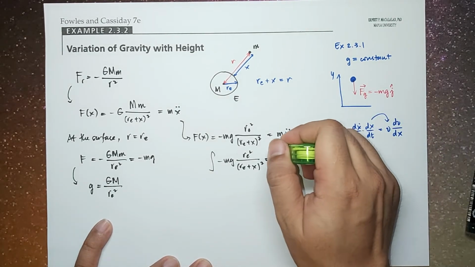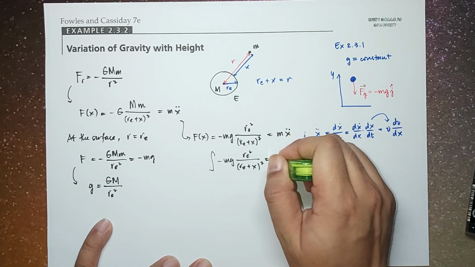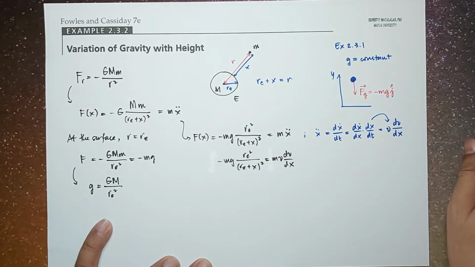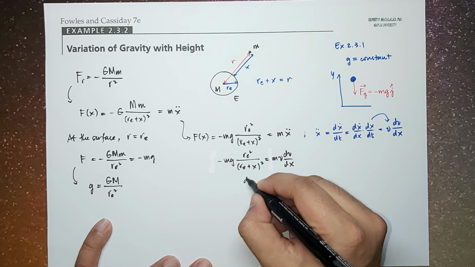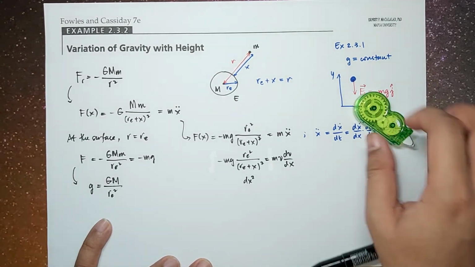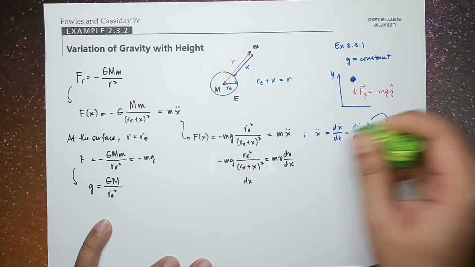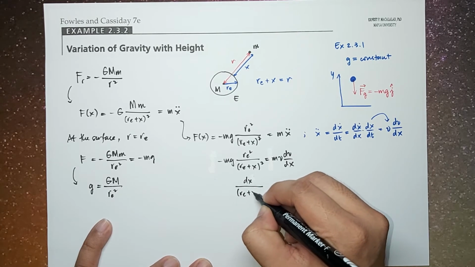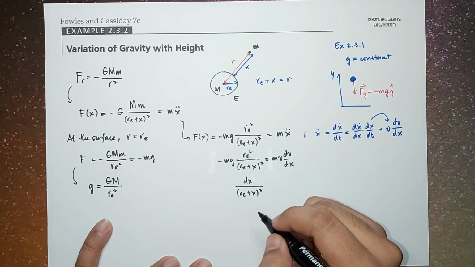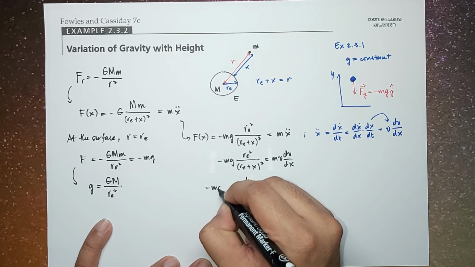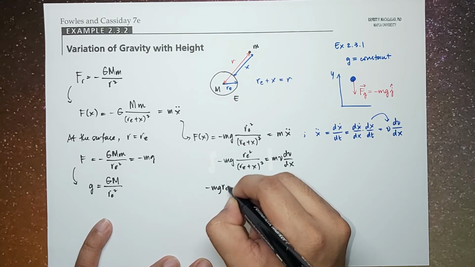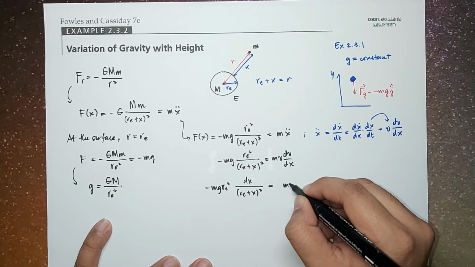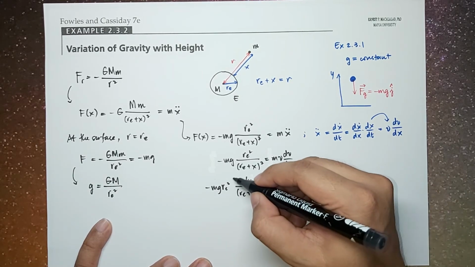Not yet, we just have to multiply first and group together the x's and the v's. Sorry about that. So this becomes dx over (R_E plus x) squared times negative mg R_E squared. On the other side, this is equal to m v dv. Then we integrate.